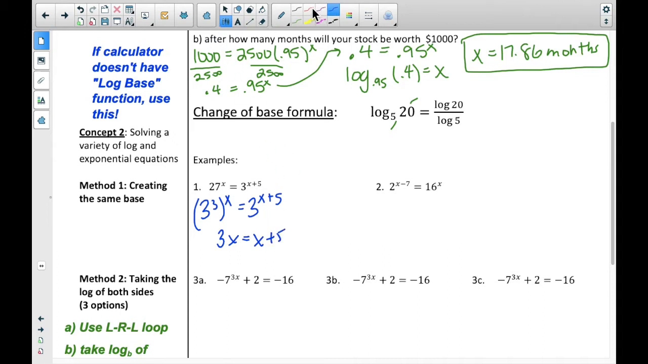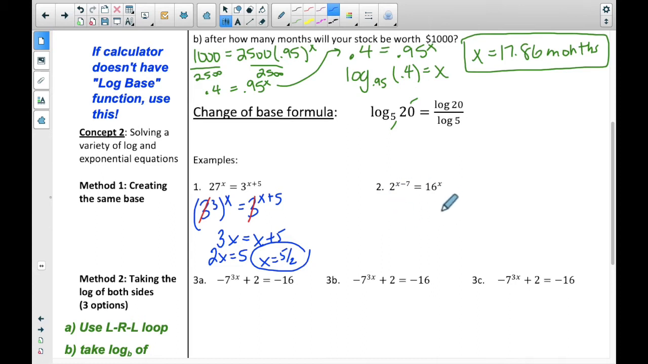Because what you're doing is you're essentially canceling out that big 3. What you're really doing is taking the log base 3 of both sides, and when you take log base 3 of both sides, those cancel, but sometimes we call this the one-to-one property. So now we just have to finish solving that, and that's just going to be 2x equals 5, and so x equals 5 over 2. So if you can create the same base, that's one way to solve it.